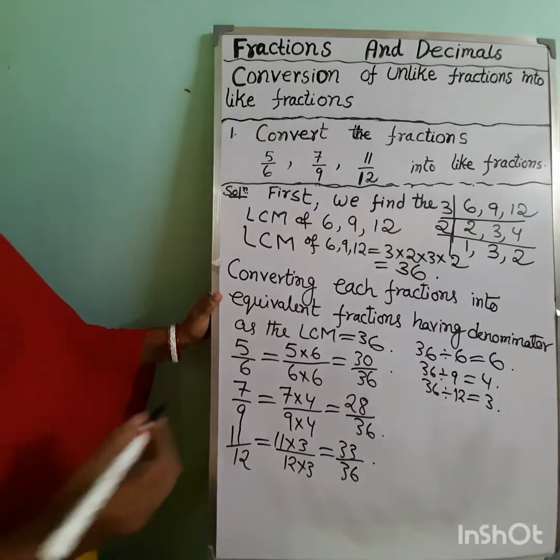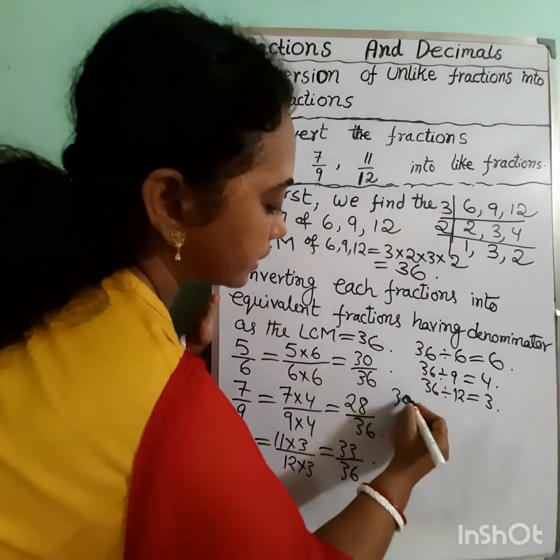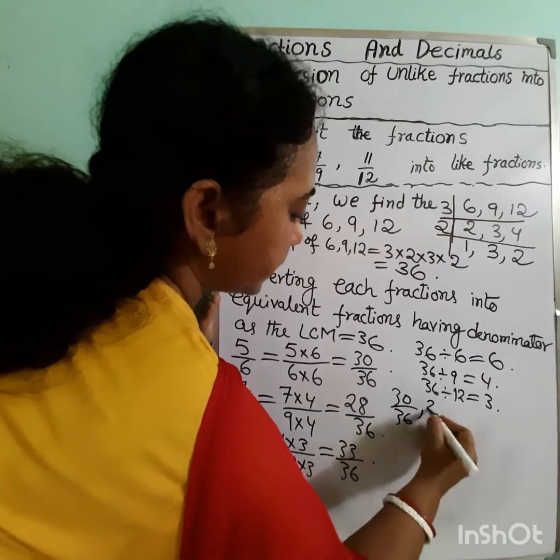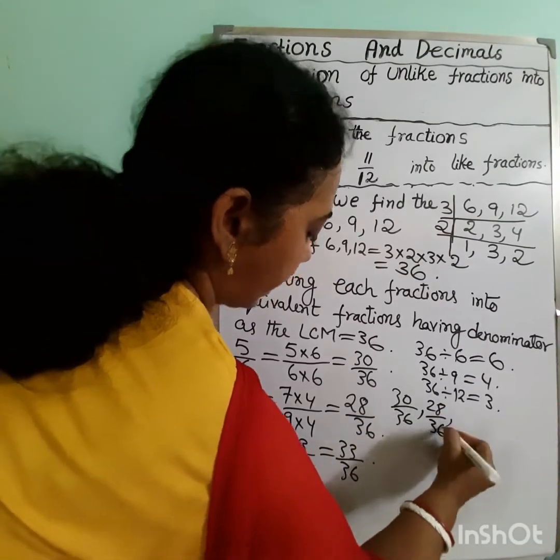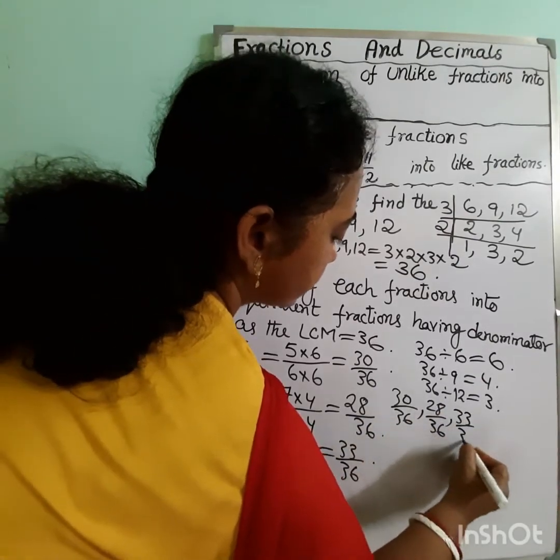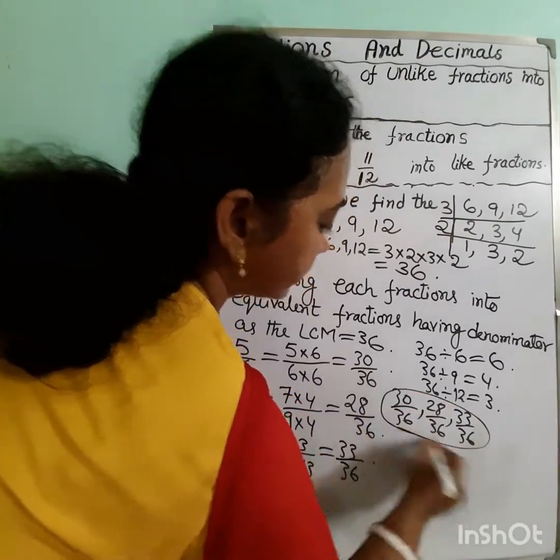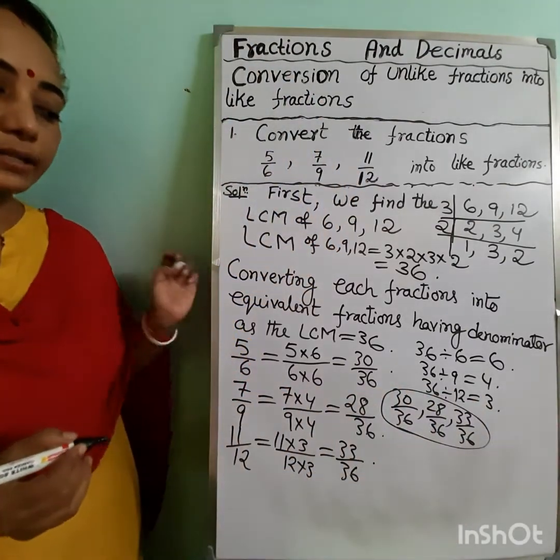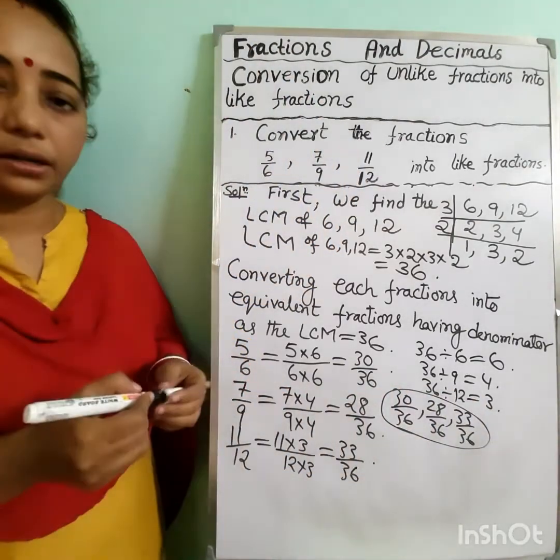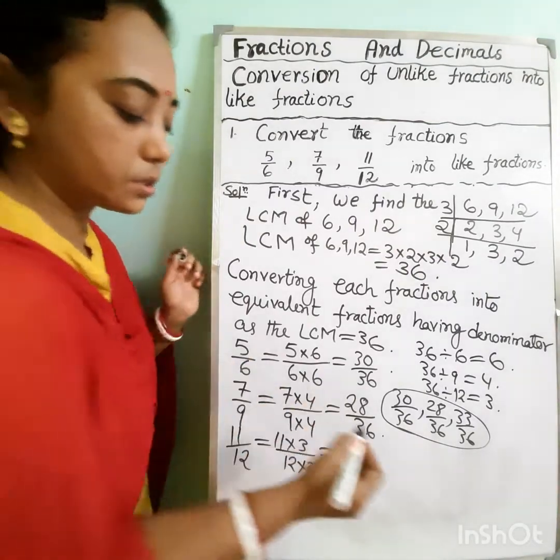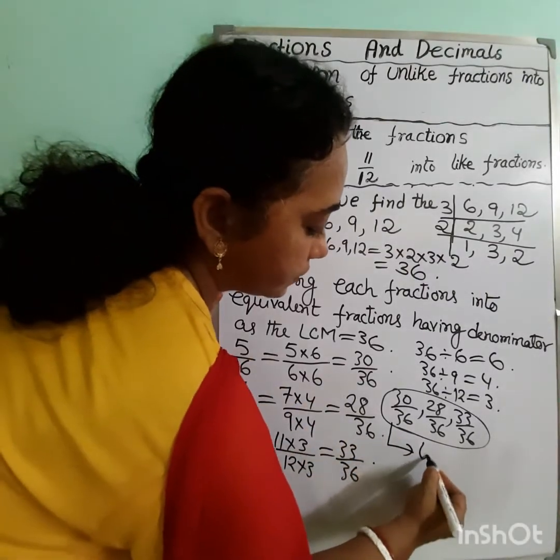So the three fractions we are getting here are 30 by 36, 28 by 36 and 33 by 36. These three fractions all have the same denominator, that is 36. So these three fractions are like fractions.